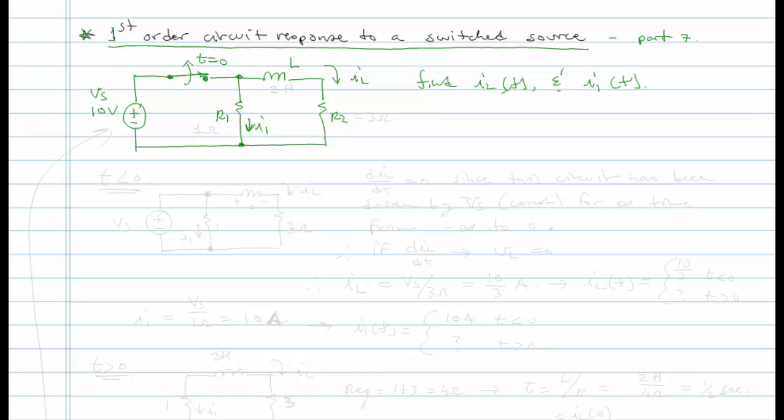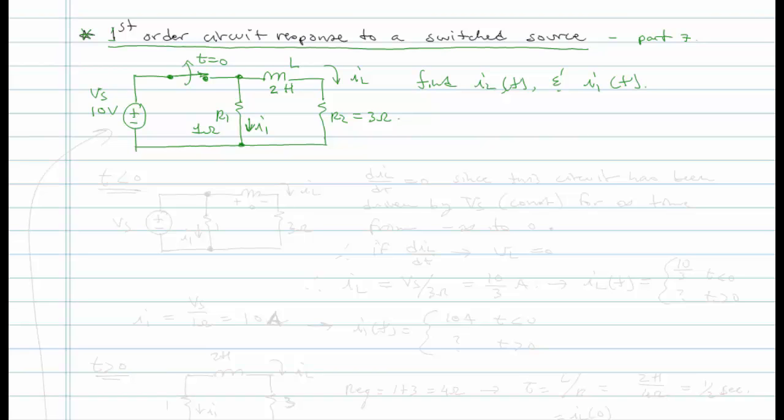Okay, so what we need to do, we're not told the initial condition on this inductor. We are just told that the switch has been closed for time infinity past, and at time 0 it opens up. So let's pick some values here. Let's say that the inductor is 2 Henry, and let's say that this is a 1 ohm resistor, and this is a 3 ohm resistor, and we have a 10 volt source.